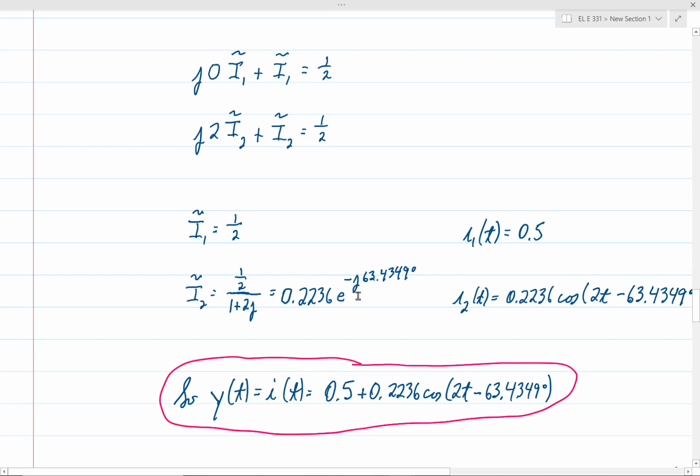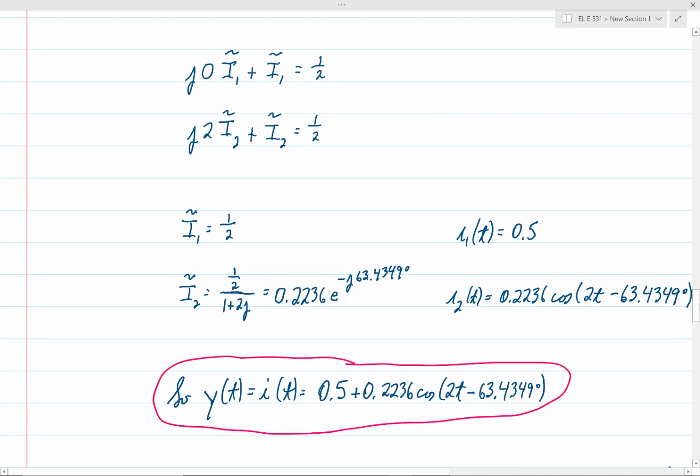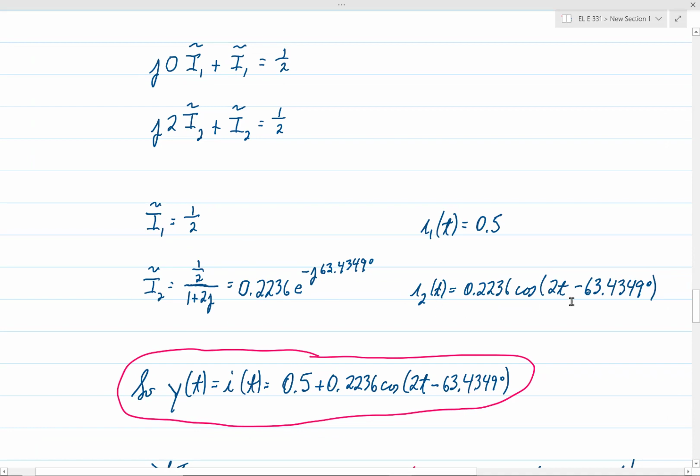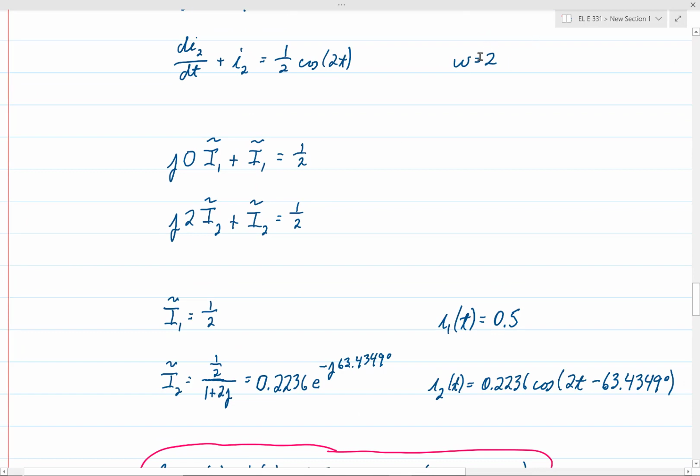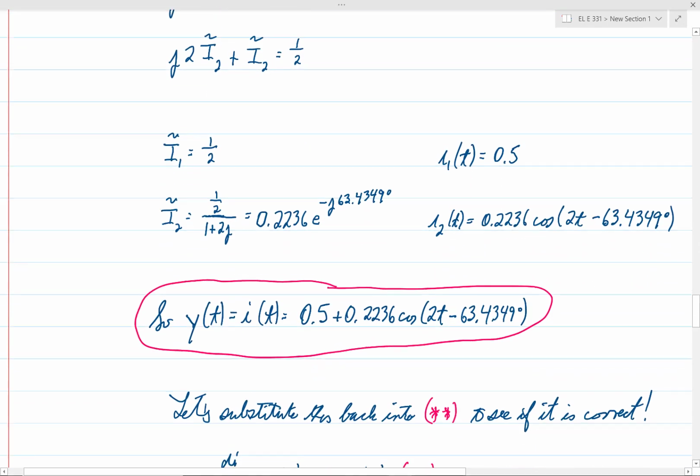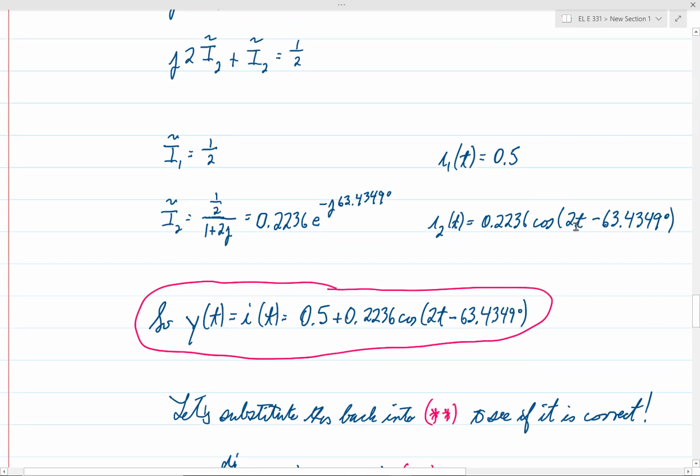0.2236 e to the minus j 63.4349 degrees, which when you take that back to the time domain, you get I2 of t is equal to 0.2236 cosine of 2t. Remember that for that second term, for the second equation for I2, omega is equal to 2. So that's why we have to say cosine of 2t minus 63.4349 degrees.